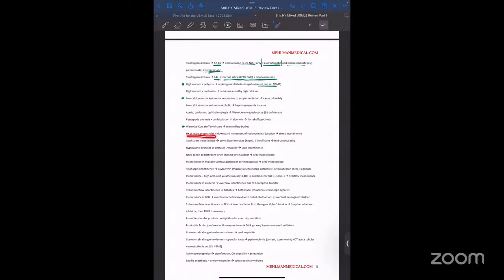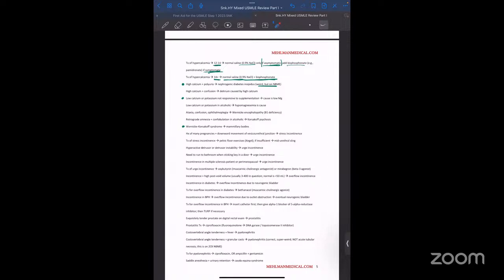History of many pregnancies plus downward movement of vesico-urethral junction is stress incontinence. Treatment of stress incontinence is pelvic floor exercises, Kegel. If it's insufficient, then we go for mid-urethral sling.